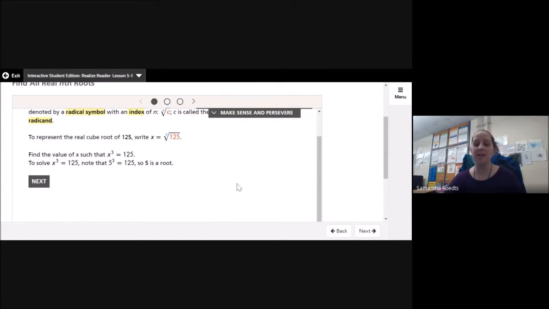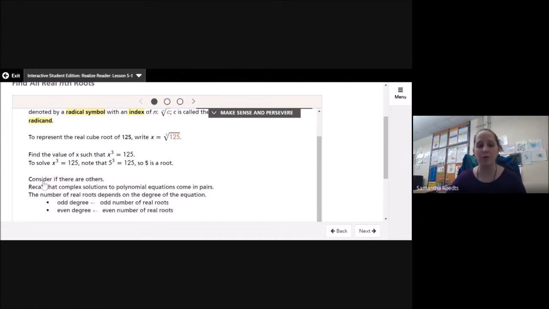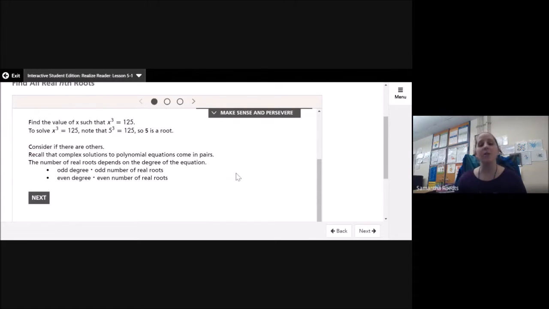I find the values of x such that x cubed equals 125. To solve x cubed equals 125, I can note that 5 cubed is 125, so 5 is a root. I can also consider if there are others. Recall that complex solutions to polynomial equations come in pairs, so the number of real roots depends on the degree of the equation. Odd degree means an odd number of real roots, and even degree, an even number of real roots.